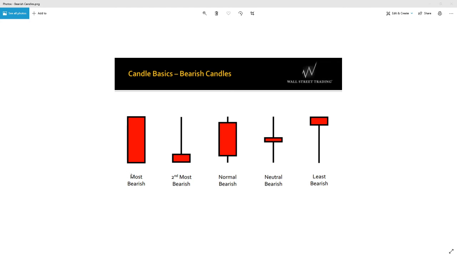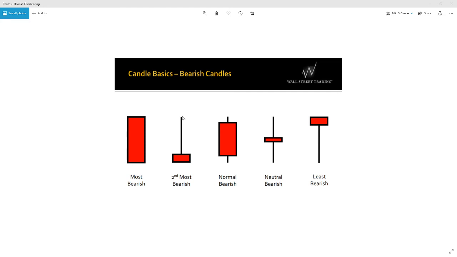Okay, so clear example. You're looking at something like this. This is the most bearish candle. Meaning what? Meaning there are no wicks. The price was up here, but it opened and it was straight selling volume, clear down.